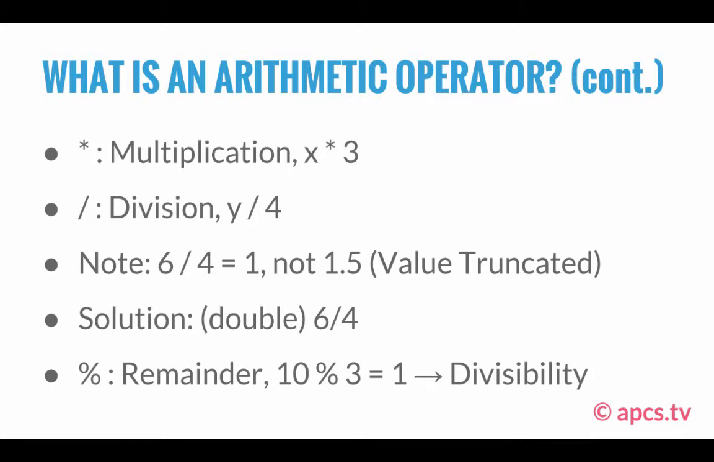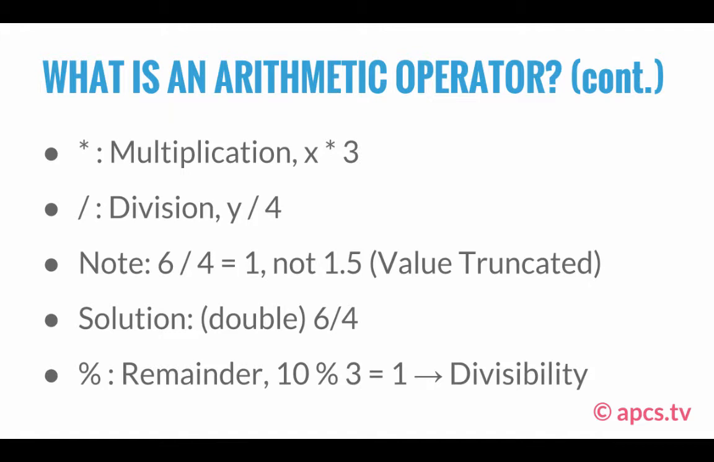And the last arithmetic operator that we'll be looking at today is the percent sign. This is also known as the modulus, and it basically stands for the remainder. So if you were to do 10 mod 3, then you would get 1, because when you're dividing 10 by 3, the remainder comes out to be 1. So that's where the modulus is used. You can tell what the remainder is.